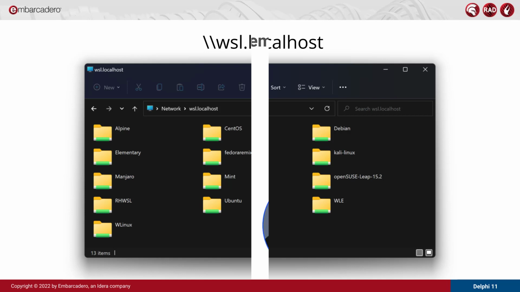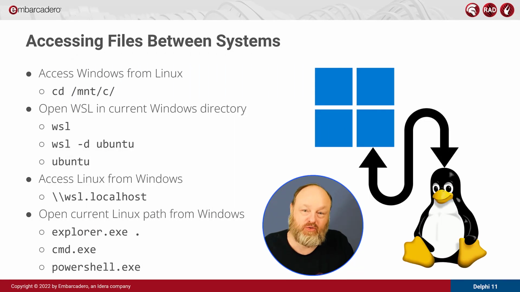Or if you're in Linux and you want to open up an Explorer window right where you're at, you just type explorer.exe and then put a dot after it. And the dot says open it in the current location. You have to put the .exe or it tries to run Explorer in Linux. So .exe says this is a Windows program and it runs the Windows one. If you want to open up a command window or a PowerShell window, you just type cmd.exe or powershell.exe.